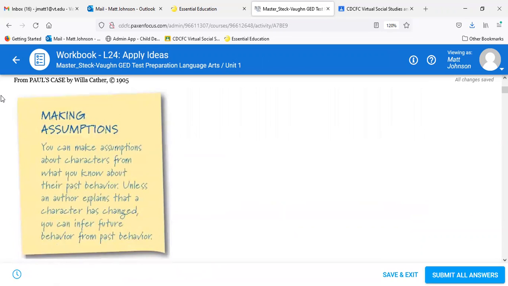And making assumptions then. It says you can make assumptions about characters from what you know about their behavior. Unless an author explains that a character has changed, you can infer future behavior from past behavior. So once you establish certain character traits, things that a character is likely to do, they kind of fall into that. That's the way you predict their actions. It's the way a writer is going to predict their actions as they continue to write about that character. When I put this character in the situation, how will they react? And it would take more information to change that.